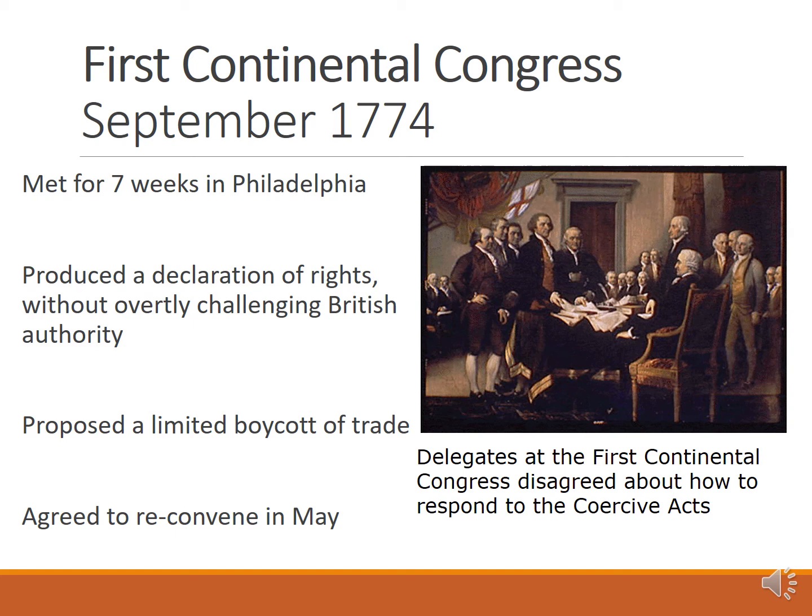I also have on the optional resources in your module a link to a video. It's pretty short. It's only, I think, 3 minutes long or something, but it is a reenactment of the Continental Congress, a little snippet from there. And you get a sense of that tension and that disagreement in this first delegation.